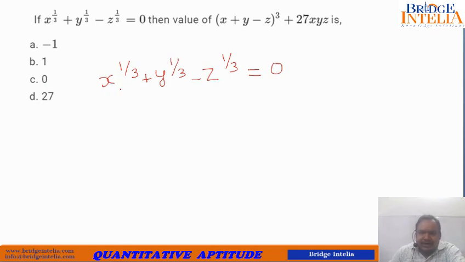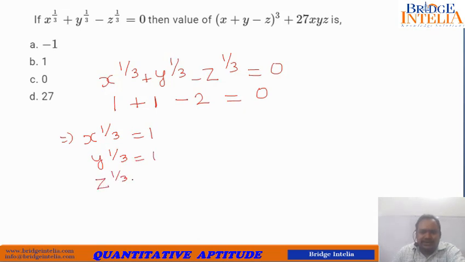So we can again assume this to be 1 plus 1 minus 2 is equal to 0. These are the dummy values. So it means I am trying to say that x to the power 1 by 3 is equal to 1, y to the power 1 by 3 is equal to 1, and z to the power 1 by 3 is equal to 2. This is what I am trying to say, which in turn would mean that x is equal to 1, y is equal to 1, and z is equal to 8.